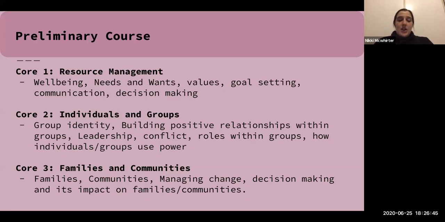And then in Core 3, you learn about families and communities. You learn about certain types of families and different family structures. You learn about different communities and why some communities need more than others, and how those communities and families manage change, such as going from a nuclear family to a sole parent family, or going from one community to another. We look at how certain families make decisions, who makes the decisions, and how they make them, and we also look at how communities make decisions. Then we look at how families and communities interact with each other: how families impact the communities they live in, and how communities impact the families and the decisions available to them.